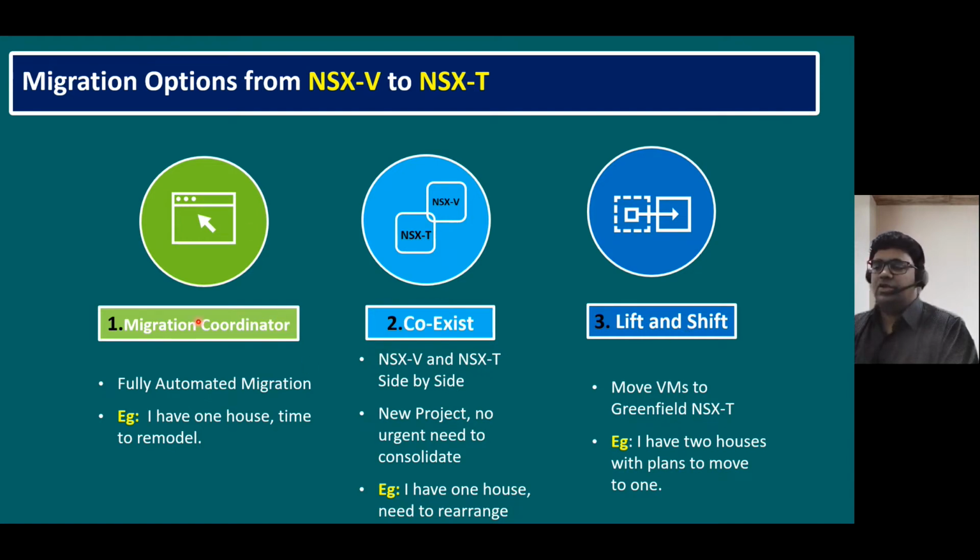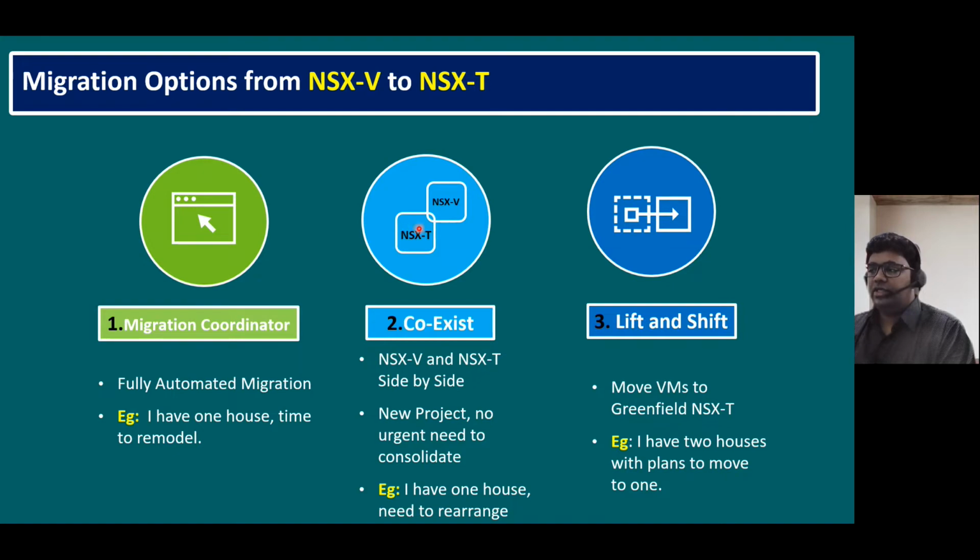Let me explain the first option. The first option is fully automated migration. Example, I have one house, and it's time to remodel or renovate. That is the migration coordinator. This migration coordinator comes with NSX-T. Within NSX-T, using the migration coordinator, you can easily migrate NSX-V to NSX-T.